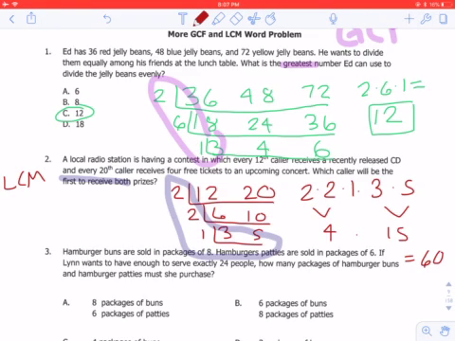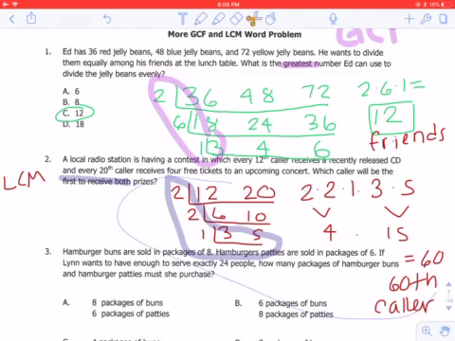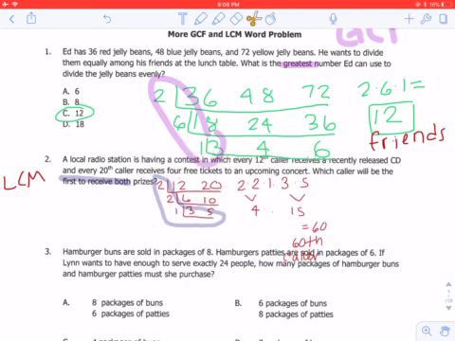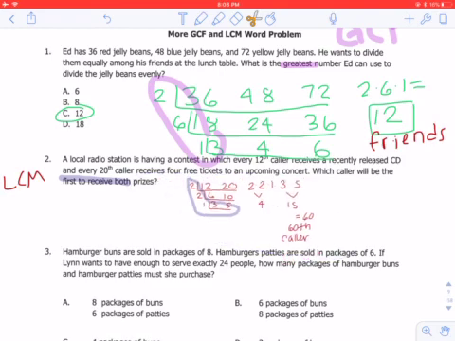One thing I forgot to do in my first problem is units. So sorry about that. 12 friends, and then this problem would be 60th caller. So 60th caller. I'm going to shrink the work a little bit just so we can see it all at once. So every 12th caller receives the CD. Every 20th caller receives 4 free tickets. The 60th caller is going to get both prizes. Lucky them.